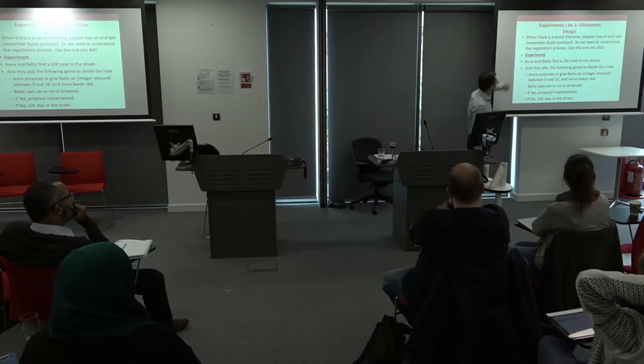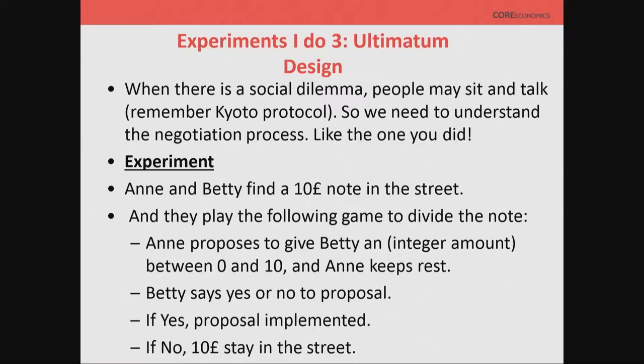So let's say Anne and Betty find a £10 note in the street and they play the following game to divide the note. Anne proposes to give Betty an integer amount between 0 and 10, and Anne keeps the rest. And Betty says yes or no to the proposal. If Betty says yes, the proposal is implemented. If Betty says no, the £10 stays in the street. That's the game. That's the ultimatum game.